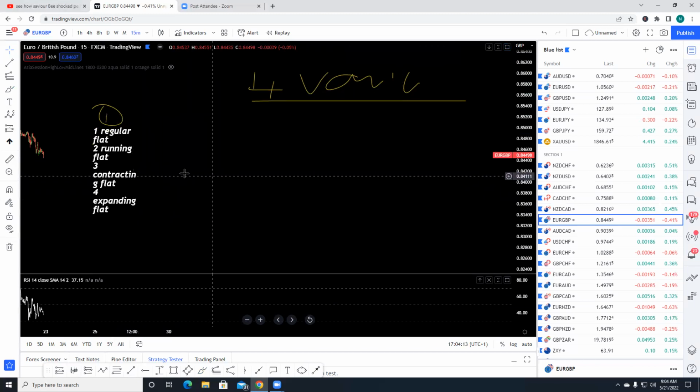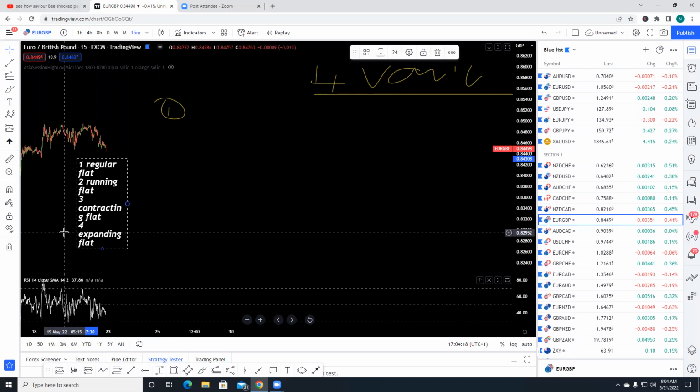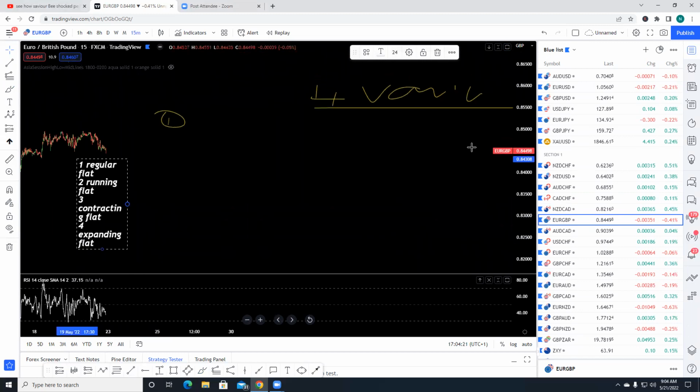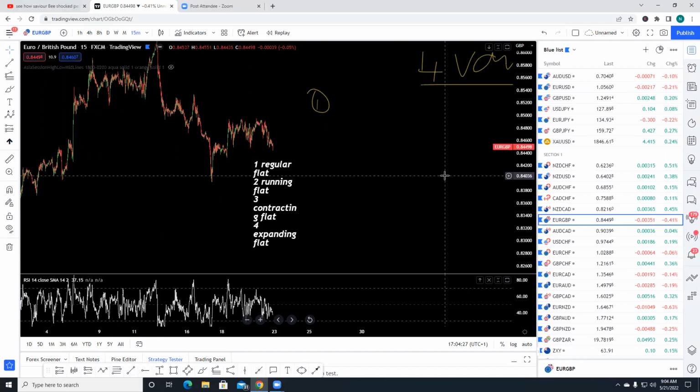Regular flat, running flat, contracting flat, and expanding flat. These are the 4 different types of flat that we have in the market. I'm going to teach you this one after the other. Listen to me very carefully, guys, because your proper understanding of flat is very crucial to the general understanding of Elliott wave theory, because I have told you that 80% of the time markets stay in a corrective mode, and the kind of corrective structure that are usually developed are flat corrective structure.